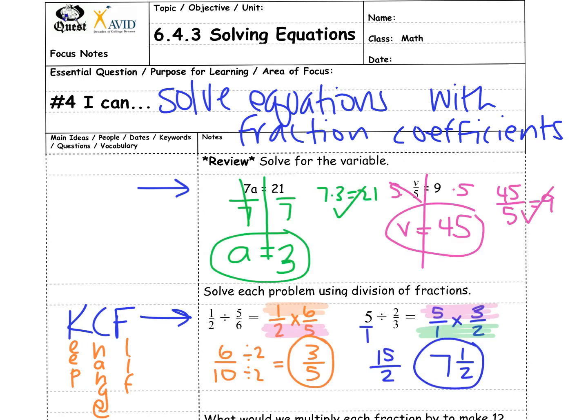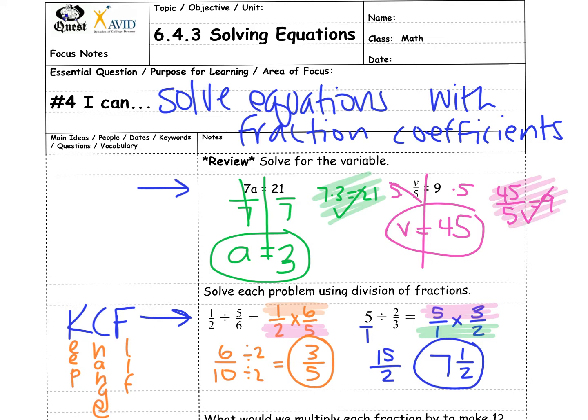If we go over these 4 problems, the first one, 7a equals 21. When you solve, a equals 3 because we are dividing by 7 on both sides. And notice I did remember to check my work. Second one, v divided by 5 equals 9. We have to undo that dividing by 5 with multiplication, and we get v equals 45. Checked my work, and it was correct.